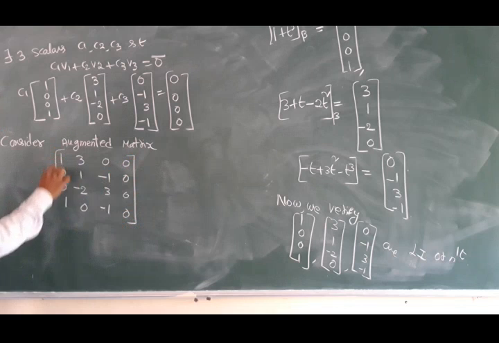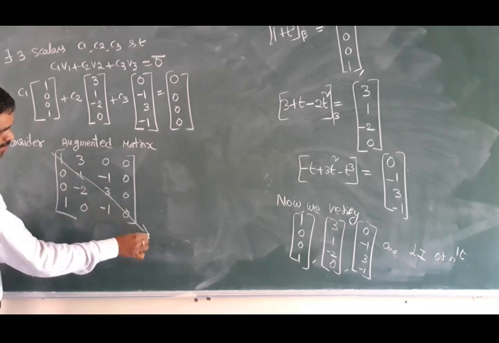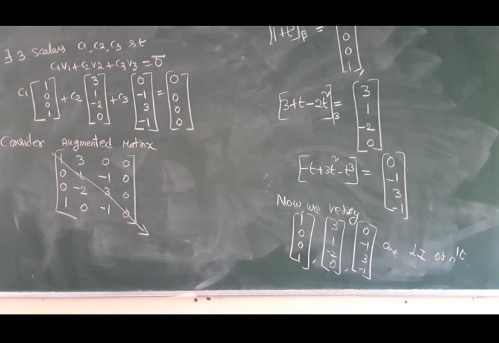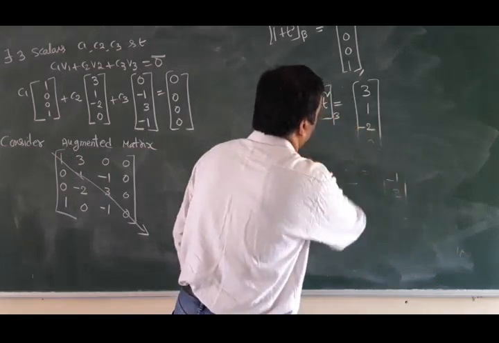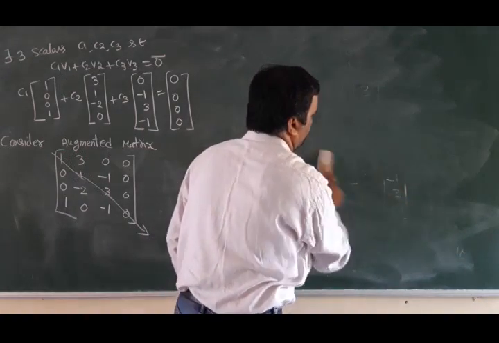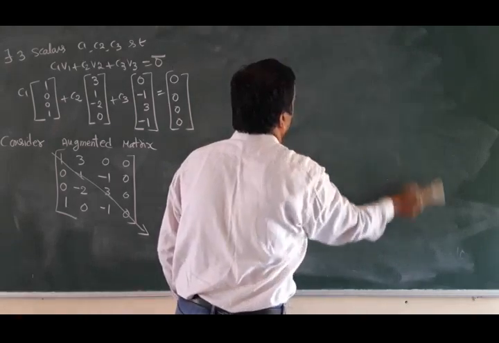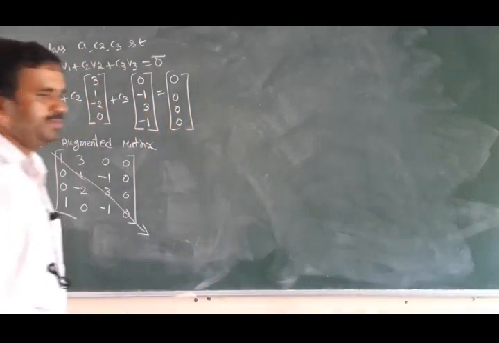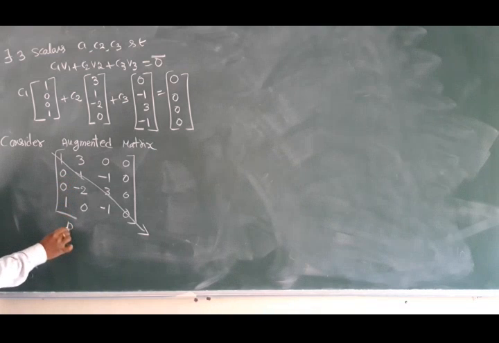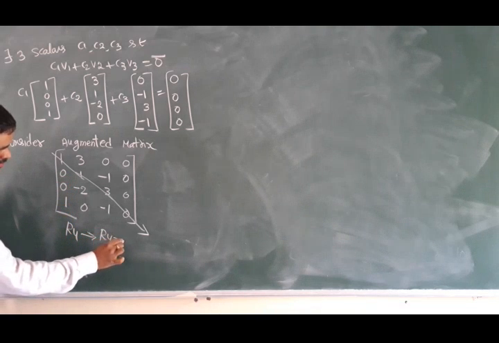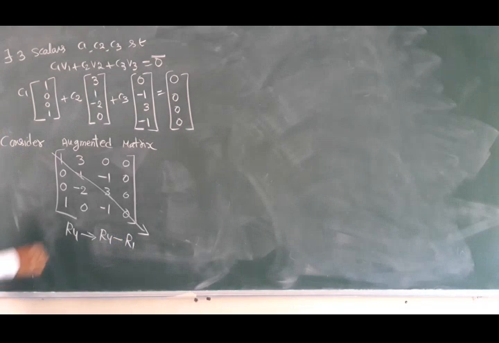Now we will solve this matrix with the help of echelon form. First row first element, second row second element, third row third element, fourth row fourth element. These down elements we have to make 0. The echelon form is very simple. First column down elements we have to make 0. Already two of them are 0. R4 implies R4 minus R1.